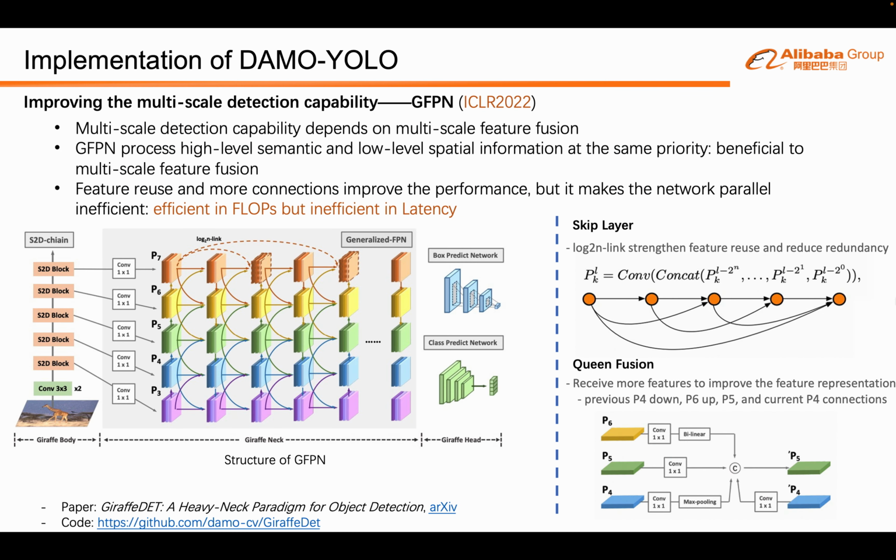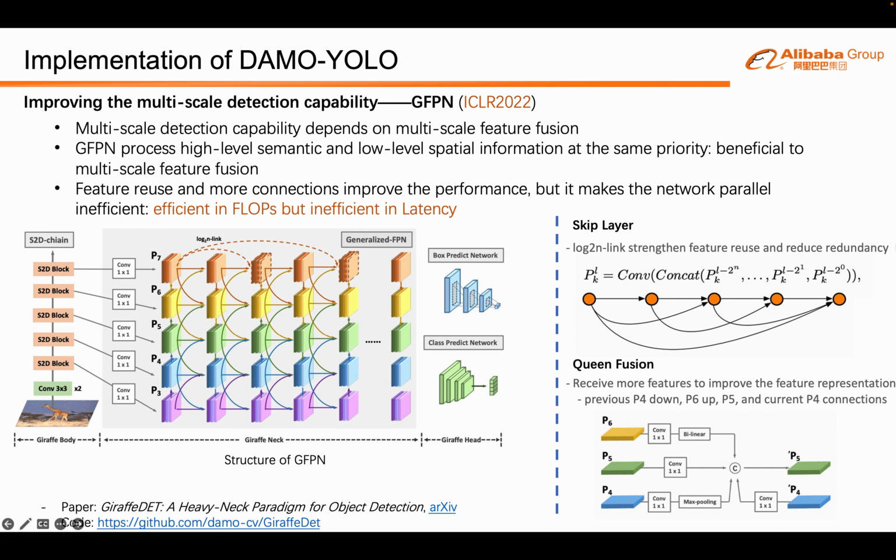Next, we will introduce how DAMO-YOLO improves the multi-scale detection capability. Multi-scale detection capability depends on multi-scale feature fusion. In previous detection methods, the depth dimensions of features with different scales are very different. Our team proposed the GFPN on ICLR 2022. It processes high-level semantic and low-level spatial information at the same priority, so it's beneficial to multi-scale feature fusion.